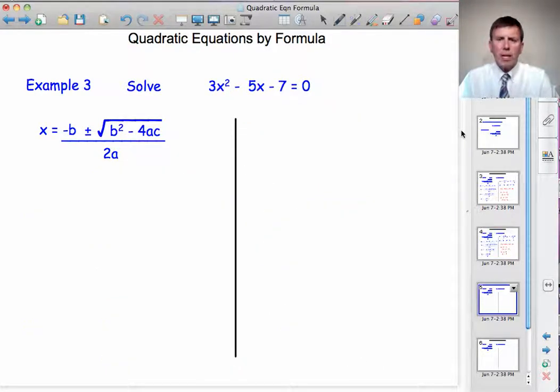Now, not all quadratic equations factorise, and you'll recognise on a GCSE paper an equation that doesn't factorise when they ask you to give the answer to 3 significant figures. If they say that, you're not going to get whole number answers or even fractional answers. So the last two examples we're going to look at, we'll be giving our answers to 3 significant figures. But we'll begin the same way.